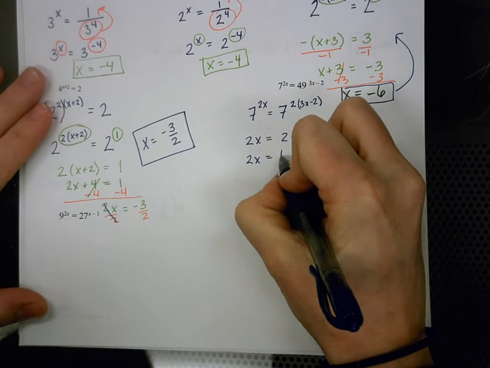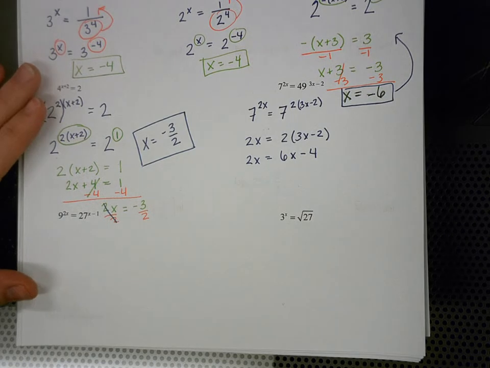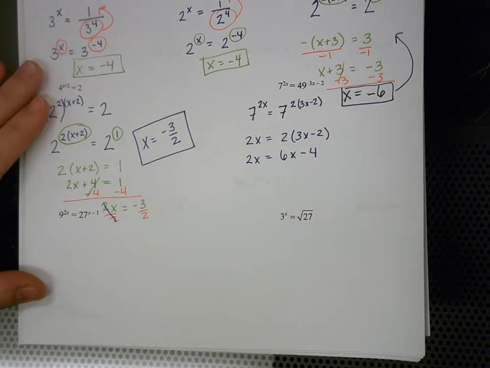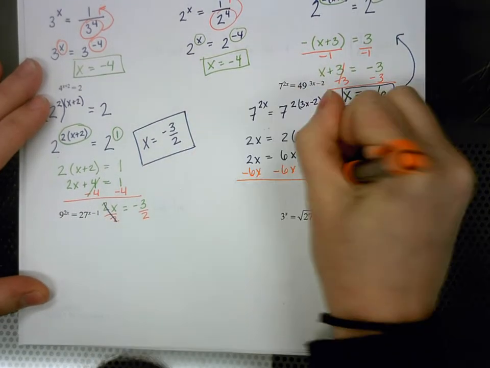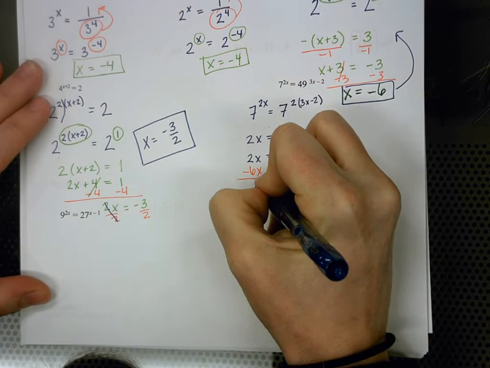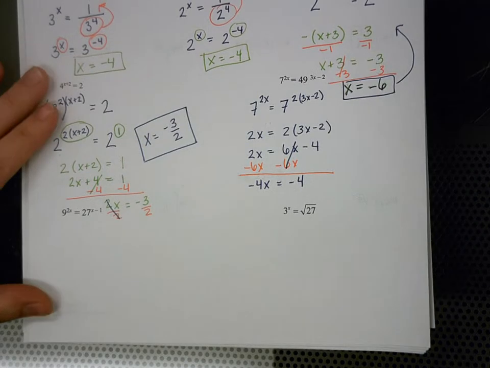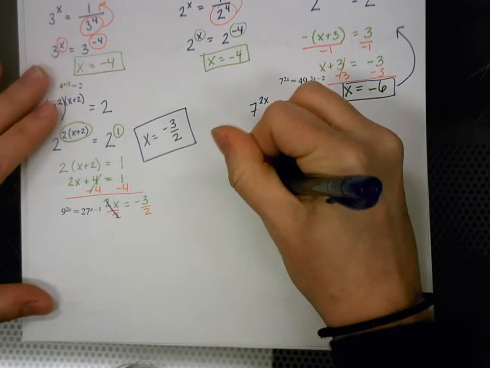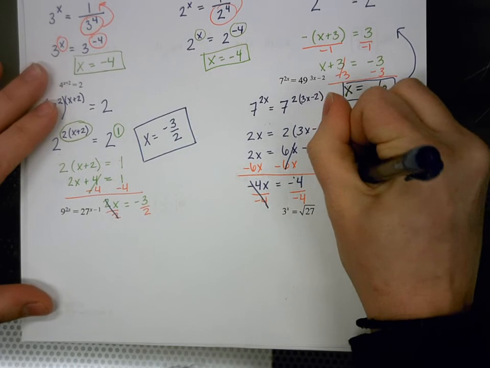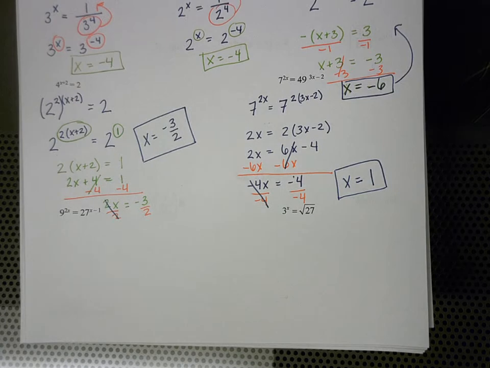I'm going to go ahead and distribute on the right-hand side. 2 times 3x is 6x. 2 times negative 2 is negative 4. Let's get all of our x's on one side, so we're going to subtract this 6x. And then divide by negative 4. And we know that negative 4 divided by negative 4 is 1. So on both sides, we should get x equals 1. That's a positive 1 because a negative divided by a negative is positive.